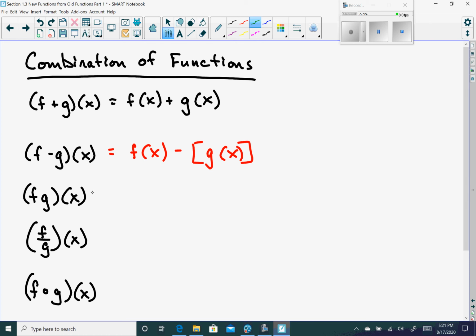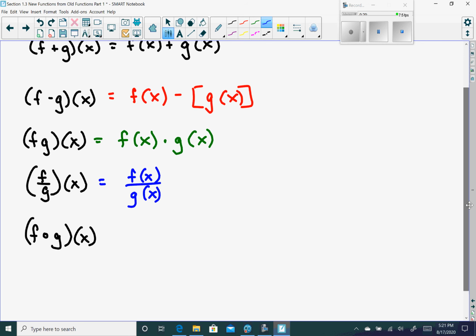This means f times g of x, so f of x times g of x. And a lot of times, if they're binomials or trinomials, we have to use the distributive property. Next is just division. So when we see it written as f over g of x, it just becomes f of x over g of x. Again, keep in mind g of x should not equal 0. But this last one here is the composition of functions. Written out this way, it becomes f of g of x. So this is a composition of functions.